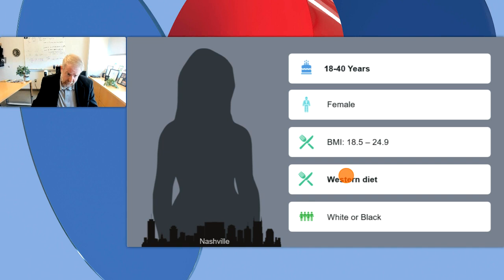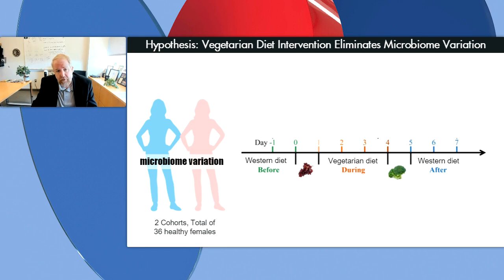And they were distinguished between 2 self-reported identity groups. And in this study, which was a relatively small study, we had 36 healthy females across a total of 2 cohorts, we did a dietary intervention to essentially ask the question, if you're on the Western diet and then you are exposed to and eat a full vegetarian diet, will that cause any convergence in the microbiome variation? And then after they go off the vegetarian diet, what happens after that point? Do they sort of diverge again?